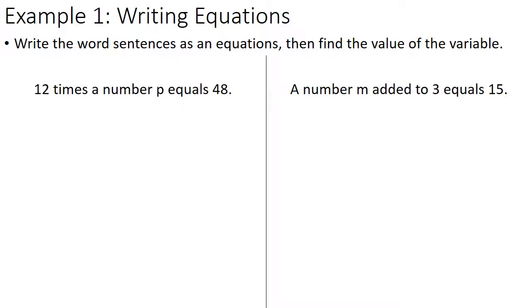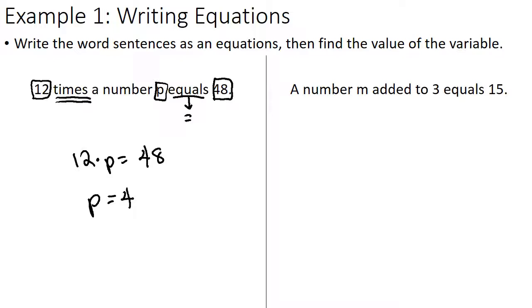So we're going to continue on with this. We have 12 times the number p equals 48. We see our first number here is 12. Times tells us we're going to be multiplying, and we're going to be multiplying 12 times the number p. And this equals tells us where our equal sign goes, and it's going to be equal to 48. So we have 12 times p is going to be equal to 48. We need to ask ourselves, what can we multiply by 12 to give us 48? And we know that 12 times 4 is 48, so we can say p will then be equal to 4.